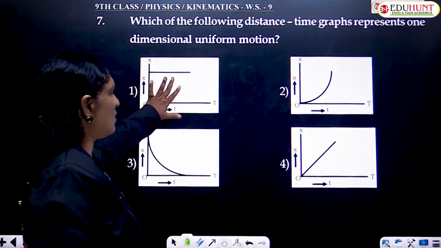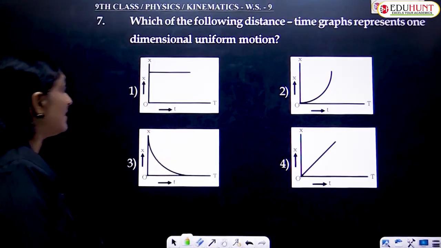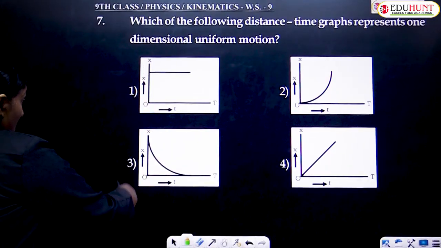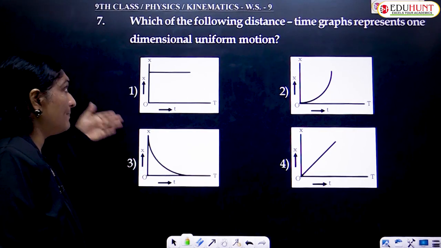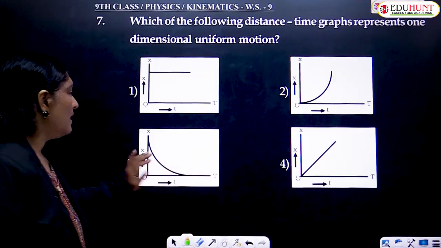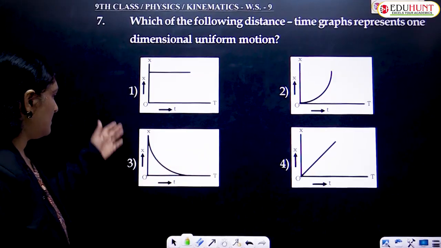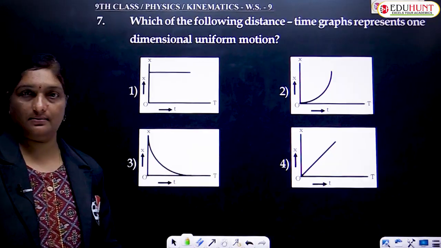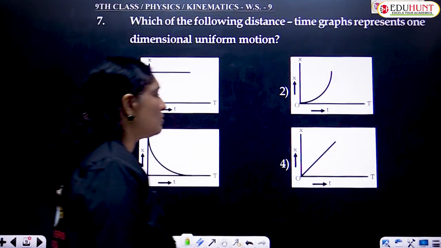This is a stationary object, velocity is 0. This is an accelerated motion. So, velocity is changing, variable velocity. Here, as time increases, distance decreases. So, if it happens to be distance, this type of graph is not at all possible. And if it happens to be displacement, as time increases, displacement is a negative curve. That means deceleration. This is also not possible.